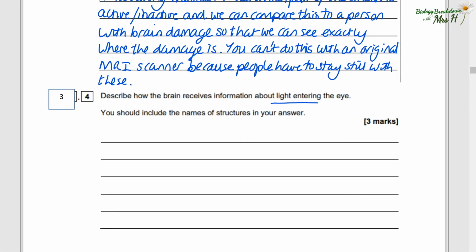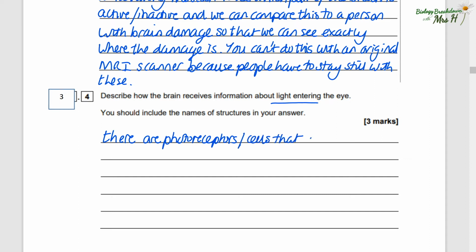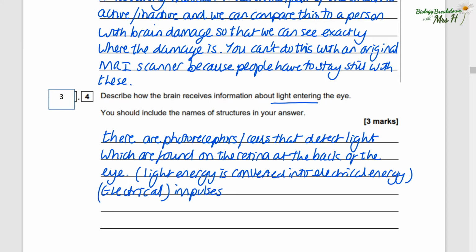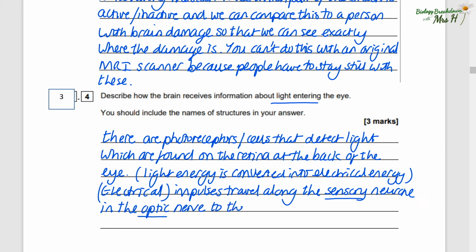Describe how the brain receives information about light entering the eye. You should include the names of structures in your answer. Well, there are photoreceptors, or cells that detect light, which are found on the retina at the back of the eye. Then light energy is going to be converted into electrical energy. And then this electrical energy, in the form of impulses, is going to pass along the sensory neuron in the optic nerve to the brain.